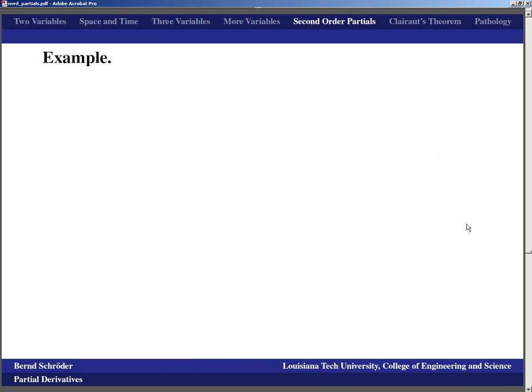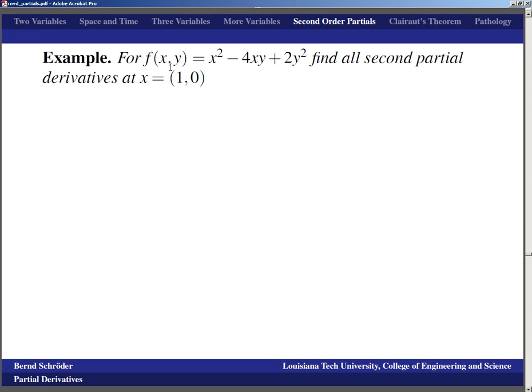Okay, so before we get back to this vibrating string, let's actually take a look at a geometric example here. Let's look one more time at our function f of x, y equals x squared minus 4xy plus 2y squared. We want to find all second partial derivatives at the point x, y equals 1, 0, where we previously have analyzed that function. And then we want to interpret their values geometrically.